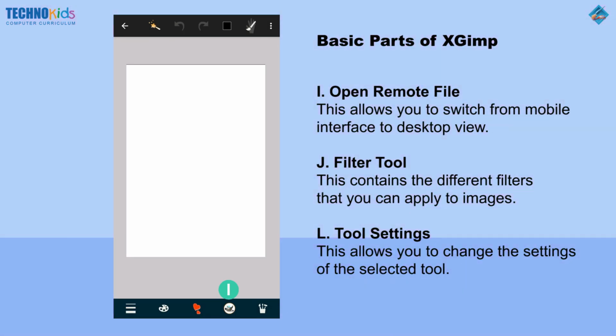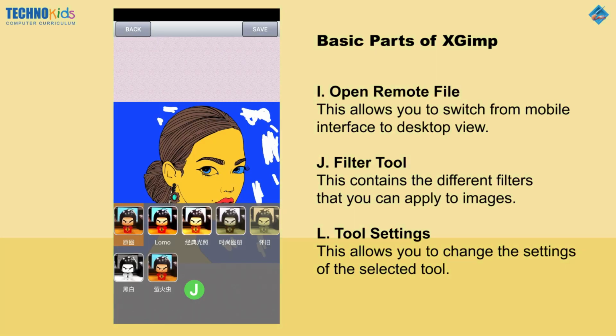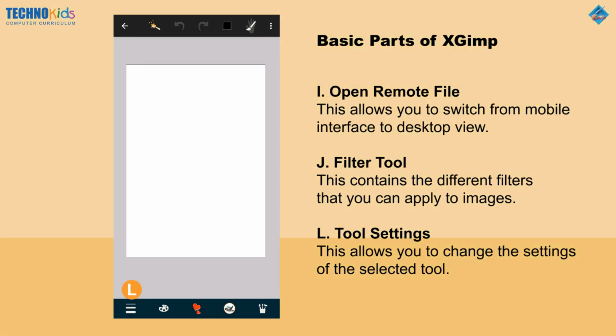I. Open remote file. This allows you to switch from mobile interface to desktop view. J. Filter tool. This contains the different filters that you can apply to images. L. Tool settings. This allows you to change the settings of the selected tool.